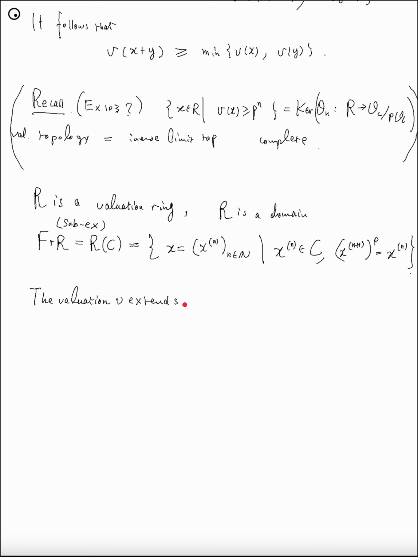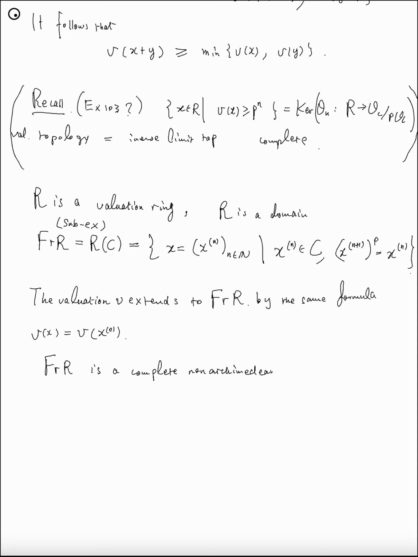So the valuation we extend to the fraction field of R by the same formula, v(x) equals v(x_0). Frac R is a complete non-Archimedean perfect field of characteristic p.